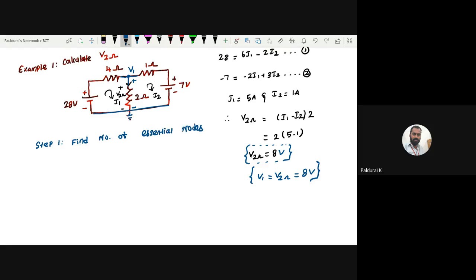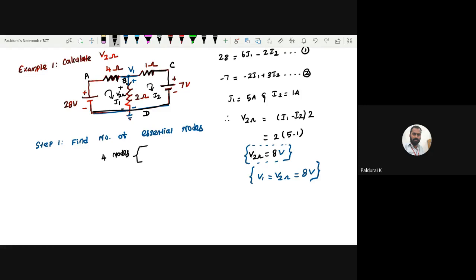First of all, how many nodes are here? How will you find a node that you want to label? Take this as A. You have some element here, so this will be considered as B. And you have some element here, so this is my C. And some element here, so this is my D. So A, B, C, D, 4 nodes.